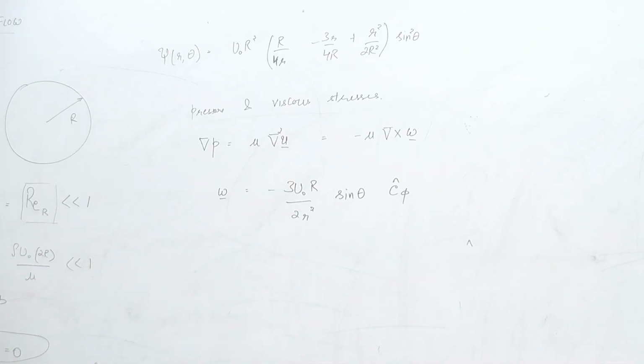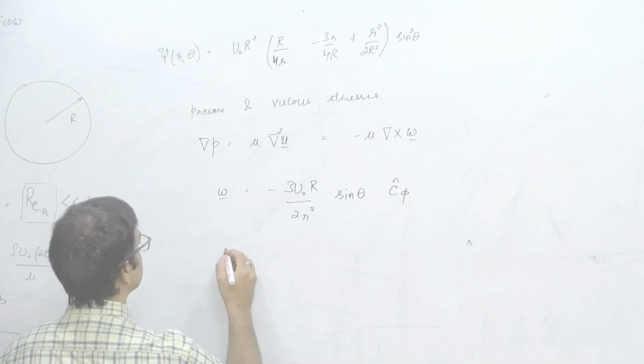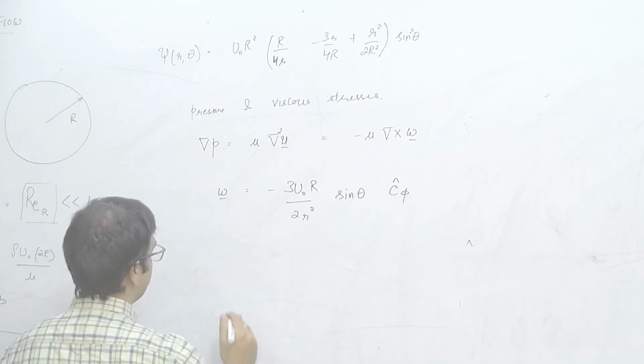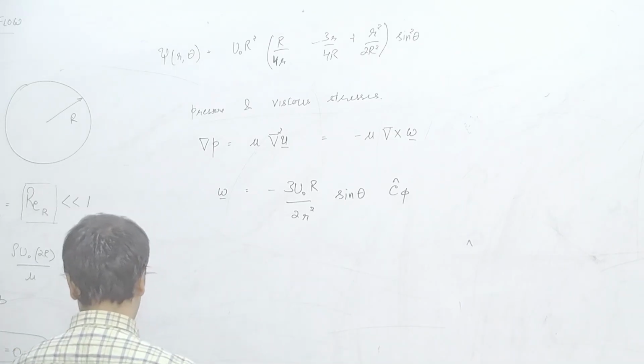Did we not find vorticity? Velocity, vorticity? Okay. So we can find this. So the way you can find this is by taking the cross product.